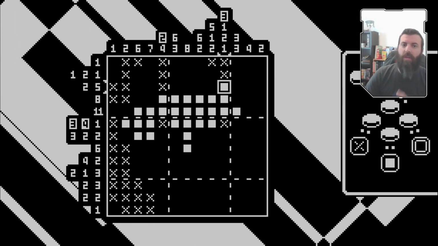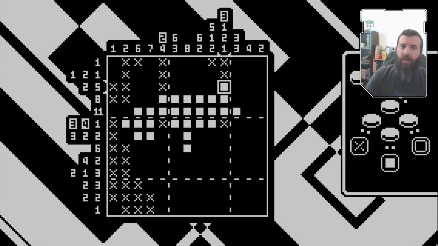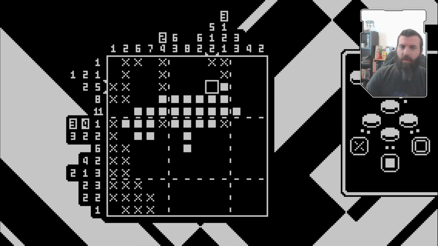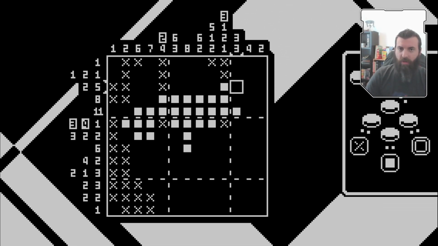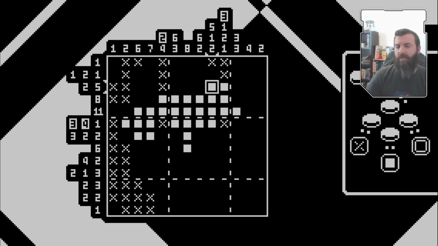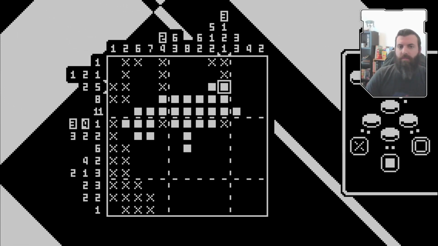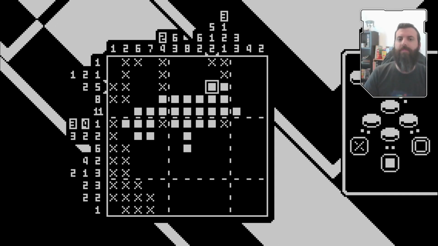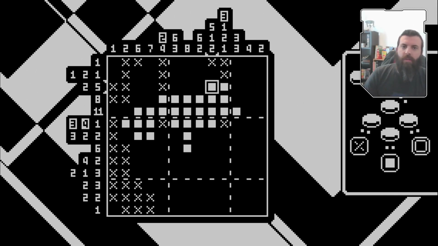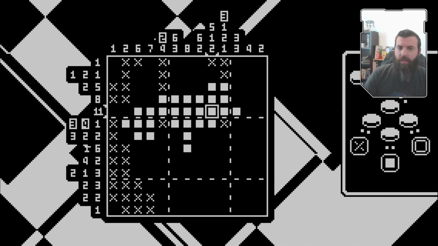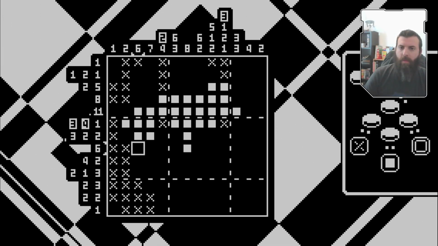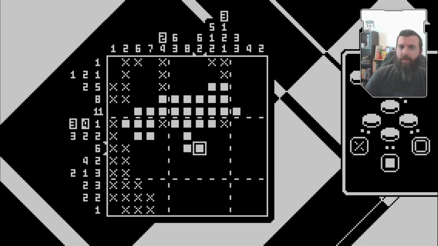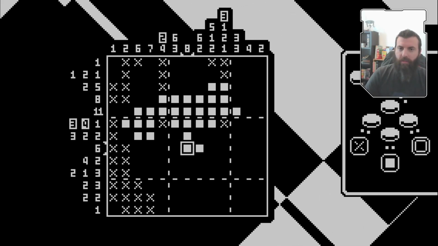With that in place, we can now look at our horizontal 5 and say, all right, well, this gives us a pixel, which has to be part of the 5 because it goes so far right. This pixel also has to be filled in. 5 could be 1, 2, 3, 4, 5. With that all in place, 1, 2, 3, 4, 5, 6. This pixel has to be filled in.